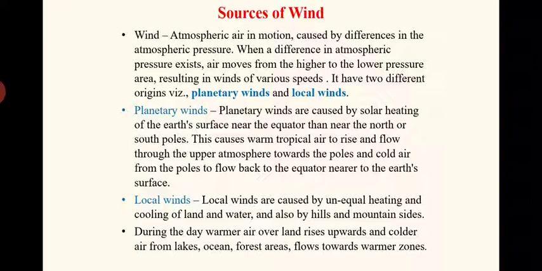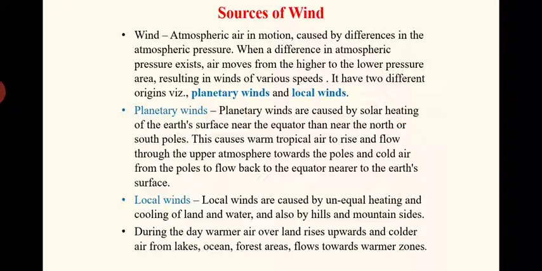Local winds are caused by unequal heating and cooling of land and water. Usually they are two close bodies. See, land and water are very close bodies. We know that land has a tendency that its temperature will increase in a lesser time compared to water. Increasing the temperature by absorbing solar radiation in the case of water is a slow process, whereas the land will be getting heated very quickly.